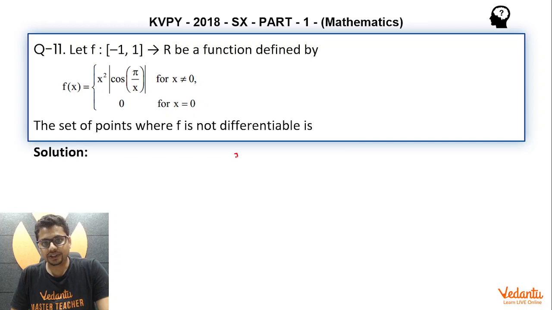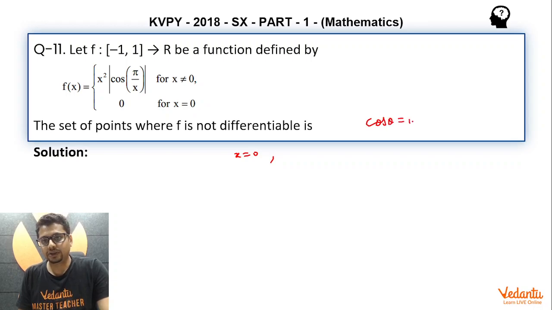And other suspicious points would essentially be all the values of x at which cos of pi by x is becoming 0. Because from our experience with the functions and the graphs, mod x, although continuous at x equal to 0, is non-differentiable at x equal to 0. Why? Because for that value of x, it is becoming 0. So similarly, all the values of x at which cos of pi by x is becoming 0 would be my suspicious points. And what would those points be?